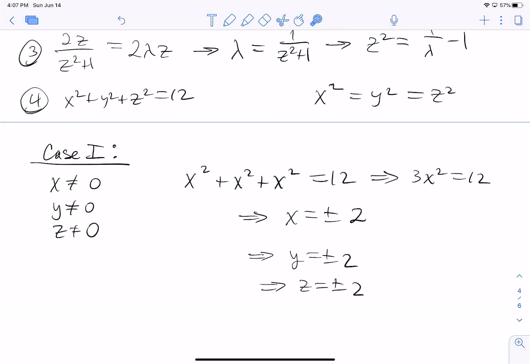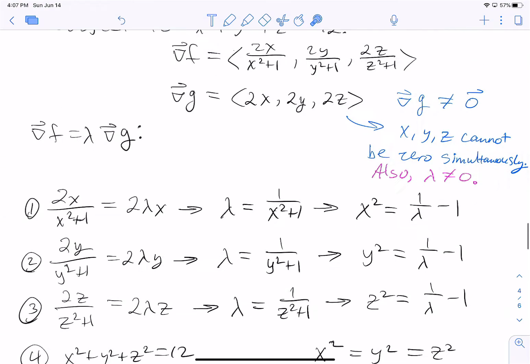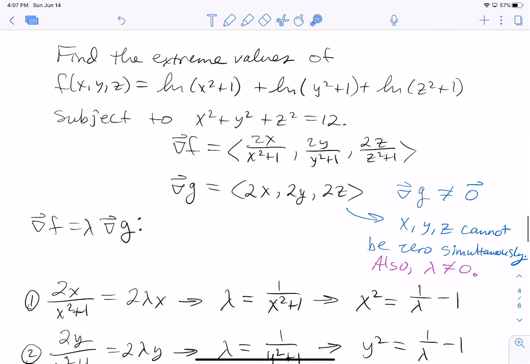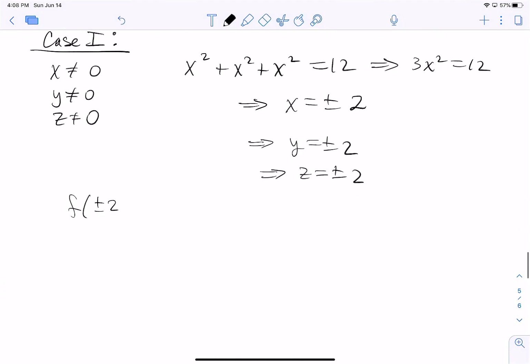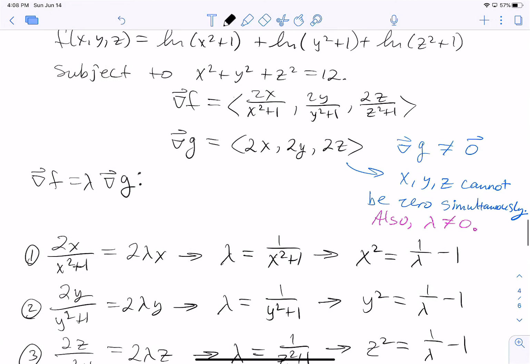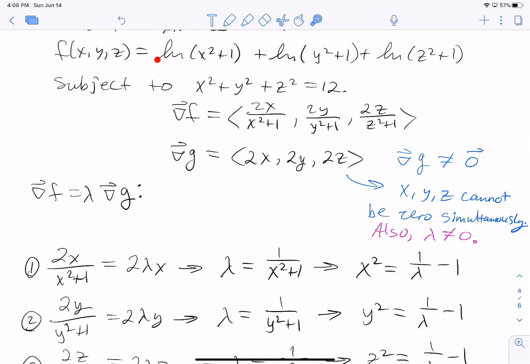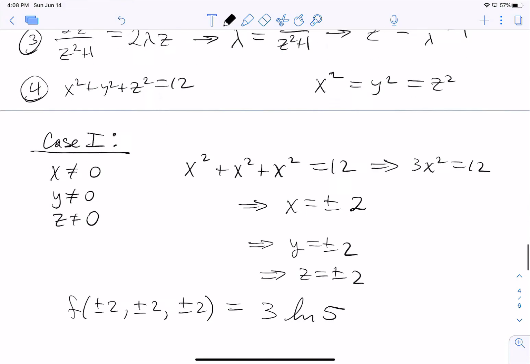Now, we could start to think about, well, x could be positive 2 with y negative 2 and z positive 2, but we don't need to because our original function here, f of x, y, z, is the natural log of x squared plus 1 plus the natural log of y squared plus 1 plus the natural log of z squared plus 1. We don't actually need x, y, and z. We really need x squared, y squared, and z squared. And as it turns out, f of plus or minus 2, plus or minus 2, plus or minus 2 all turn out to be 3 times the natural log of 5 because, folks, the arguments are all the same, so the natural logs are all the same expression. We have 3 occurrences of them, and there we are.